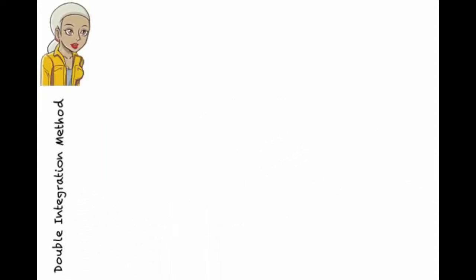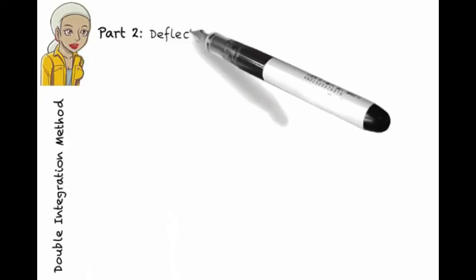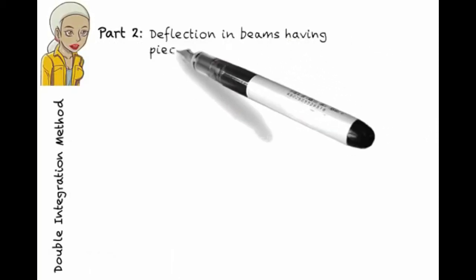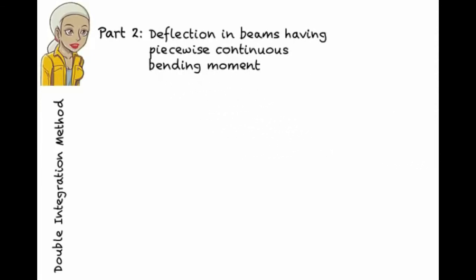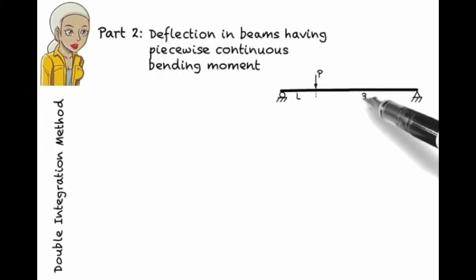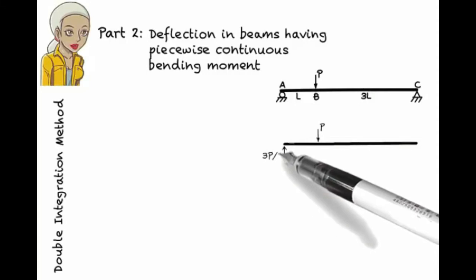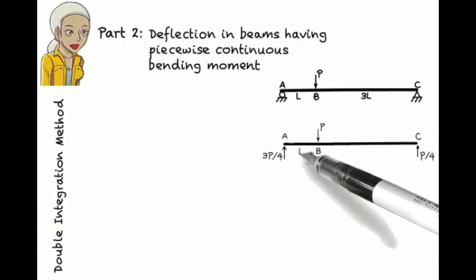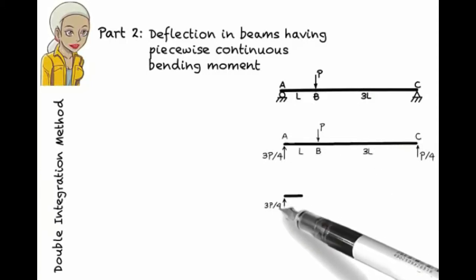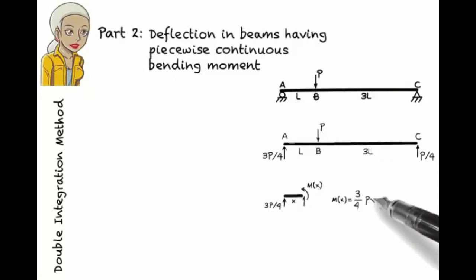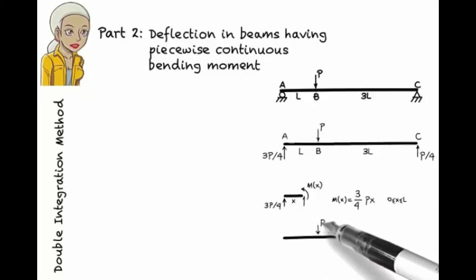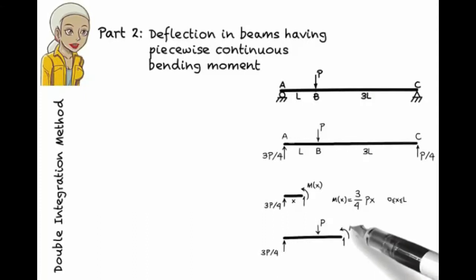Part 2. This example illustrates how to use the double integration method to find a deflection equation for a beam with a piecewise continuous bending moment. If a simply supported beam is subjected to a concentrated load, like this, then bending moment cannot be expressed using a single equation. In this case, we need two equations to correctly represent bending moment. We need one moment equation for the left segment of the beam and another moment equation for the right segment of the beam.